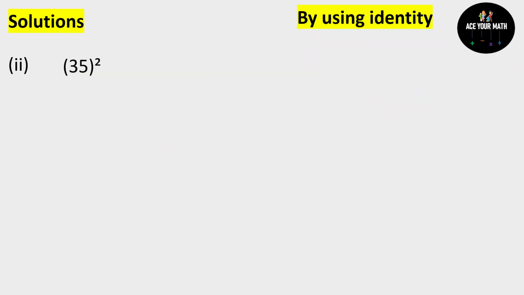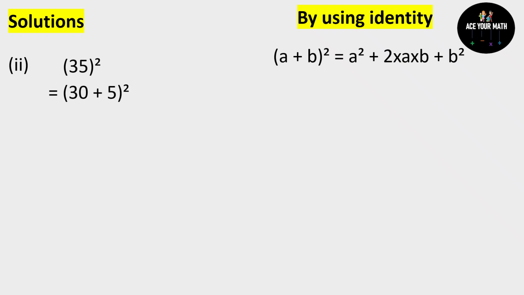Now we'll solve the second sum. It is 35 square. Now we will use the identity: (a plus b) whole square is a square plus 2ab plus b square. So 35 can be written as 30 plus 5. First you will convert it into the form of a plus b. Right. Now just use the identity.